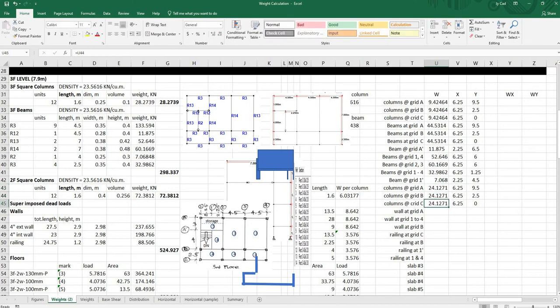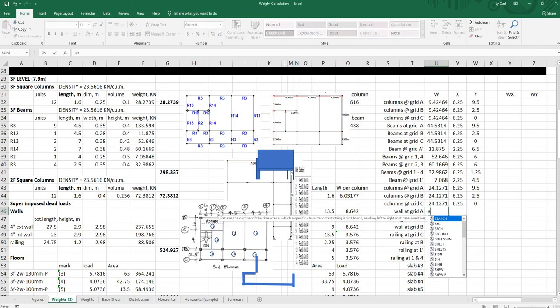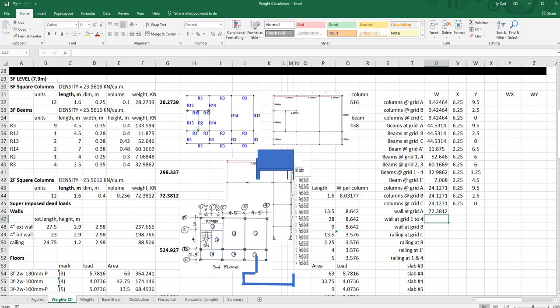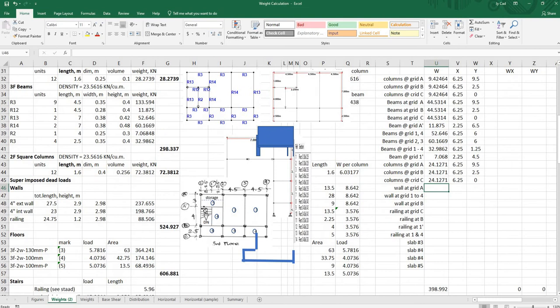Okay, let's check the sum of the weights of the columns below, which is 72.38. So they are the same again. Now let's compute for the walls. Okay, the walls are a bit challenging.